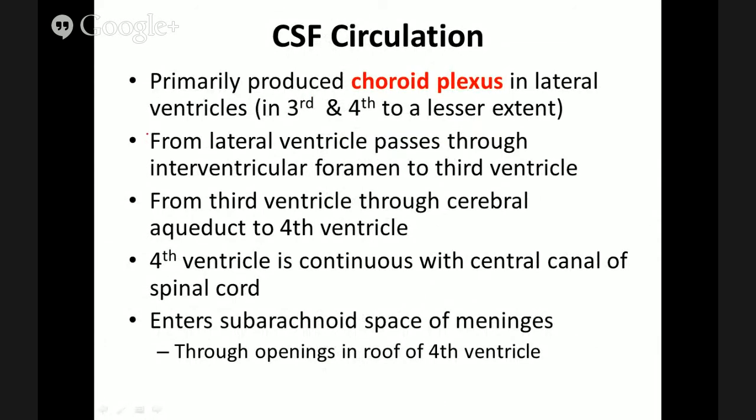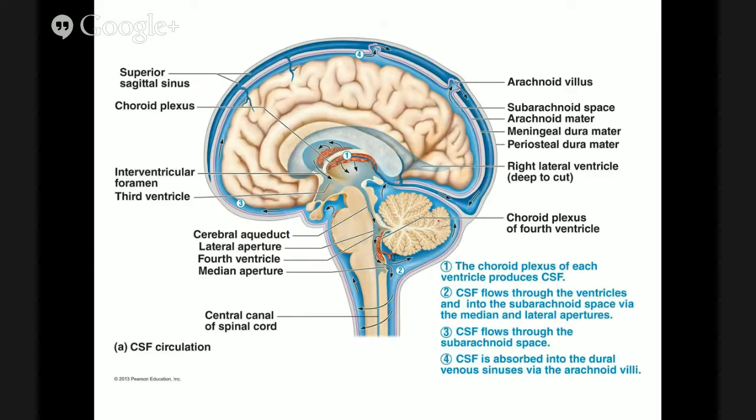And then in our last video, we saw that the lateral ventricles pass the CSF into the third ventricle. The third ventricle passes the CSF down to the fourth ventricle via the cerebral aqueduct. And now we're going to see what happens after that. After the fourth ventricle, where does that cerebrospinal fluid go?